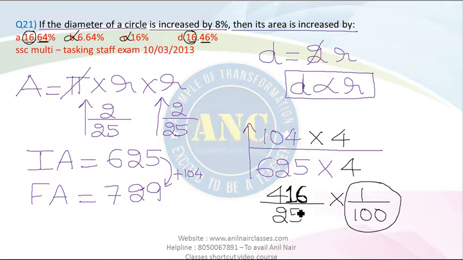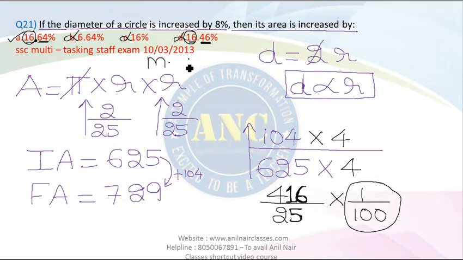First of all, what is half of 25? Half of 25 is 12.5, right? But 16 is more than 12.5. That means the answer should be greater than 0.5. 0.46 is not greater than half, so it cannot be the right answer. 0.64 is greater than half. Answer is 16.64.